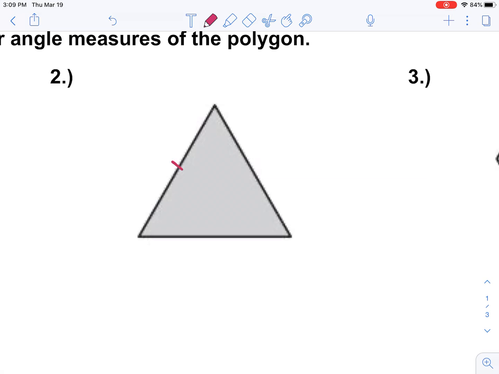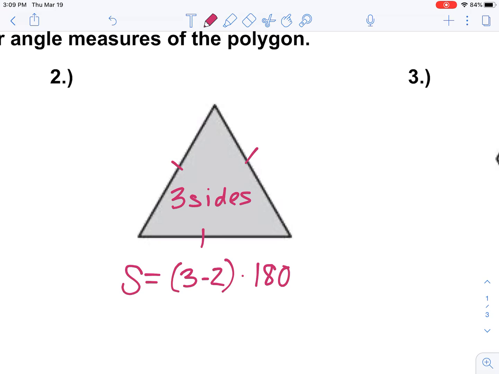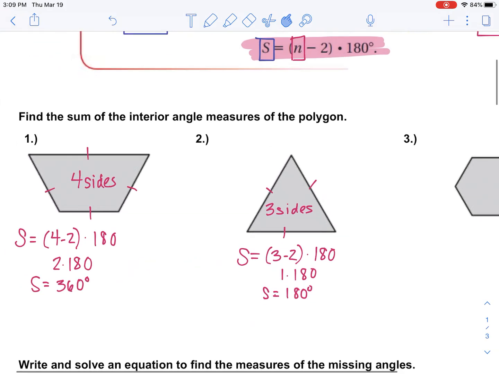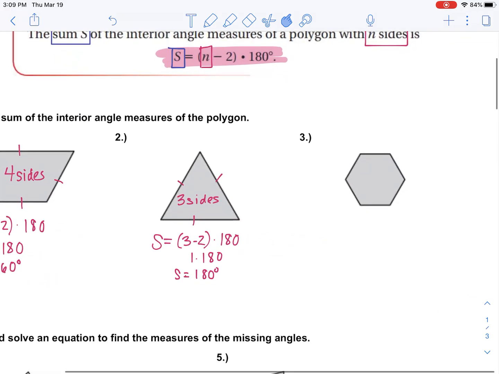Moving over to the triangle, we know triangles have 3 sides. So when I take the total sum, 3 minus 2 times 180, you get 1 times 180. So the total sum of a triangle, which I'm sure most of you knew anyway, was 180 degrees. What I want to focus on here is not every shape is going to be a familiar shape, but the rule doesn't change. If it's a 4-sided shape, it's 360. If you can memorize that, that's awesome because it's going to save you a step in some of your work. 3-sided shapes, no matter what they look like, 180 degrees.